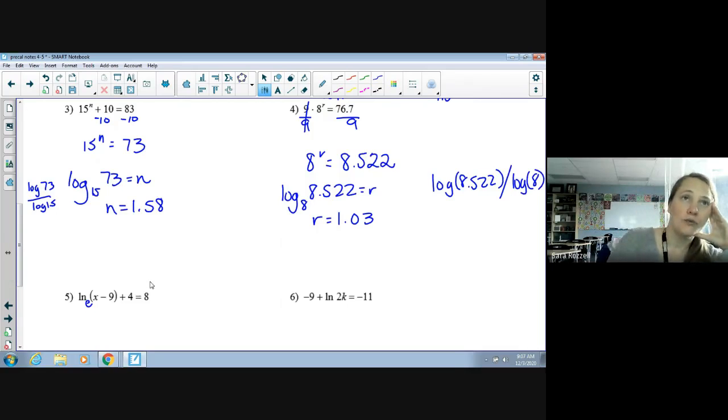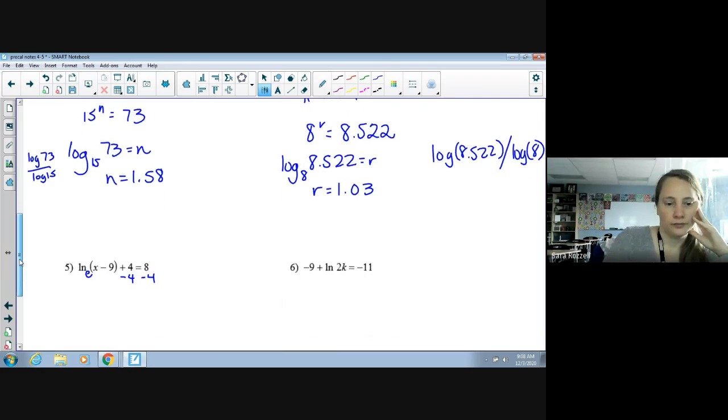All right. So what we want to do, very similar to the exponential ones, we want to get the log part by itself, and then we're going to write it as an exponent. So we just do it in the reverse. Okay, so here's my log part. What is separate from that we need to move? The 4, right? So let's subtract 4 from both sides first. So we've got ln x minus 9 is going to equal 4. I'm going to keep writing my little e just so I remember.